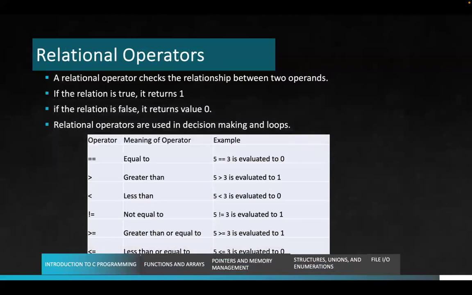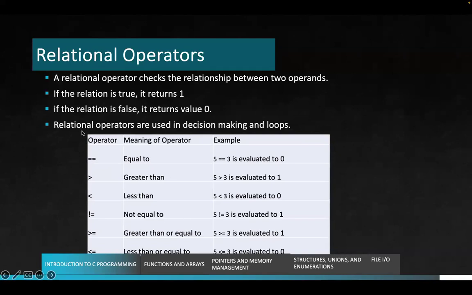Next one is relational operators. In these relational operators, it's very easy: if you are comparing something or establishing a relationship between two operands, then you will use a relational operator. If this relation is true, it returns 1. If it is false, it returns 0. All relational operators always return Boolean values.